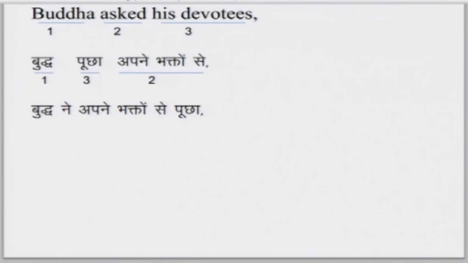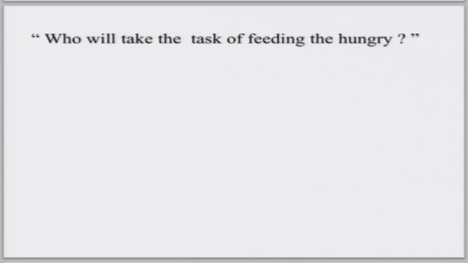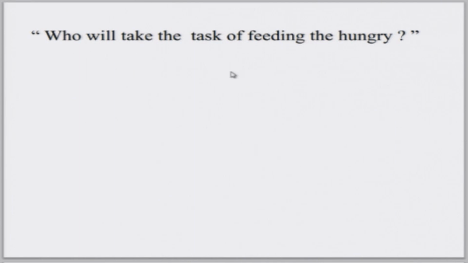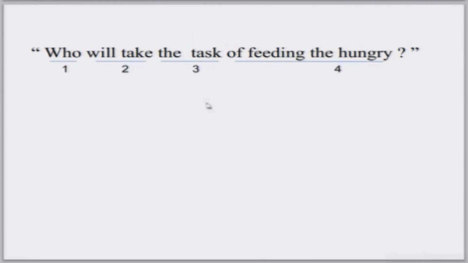Okay, Shashank. How will you break it into parts? Can you make the sentence into different parts? Who will take the task of feeding the hungry? First part? Who. Correct. Second? Will take. Correct. Then the third is the task, and the fourth is of feeding the hungry.